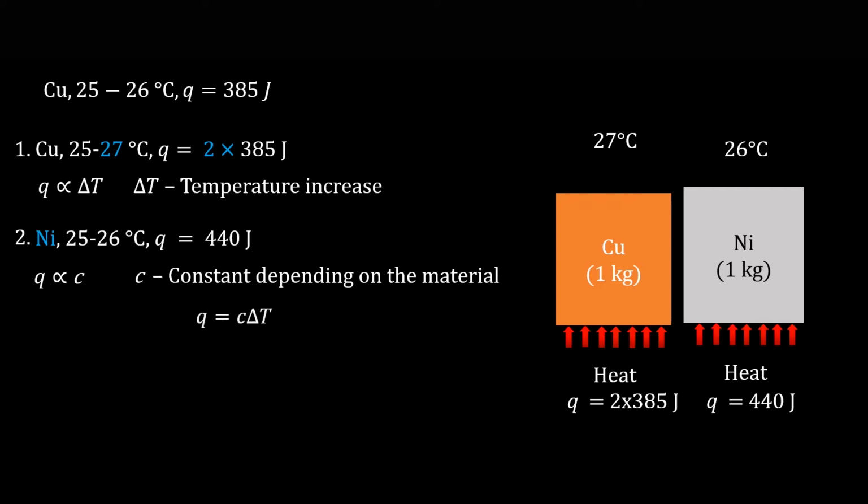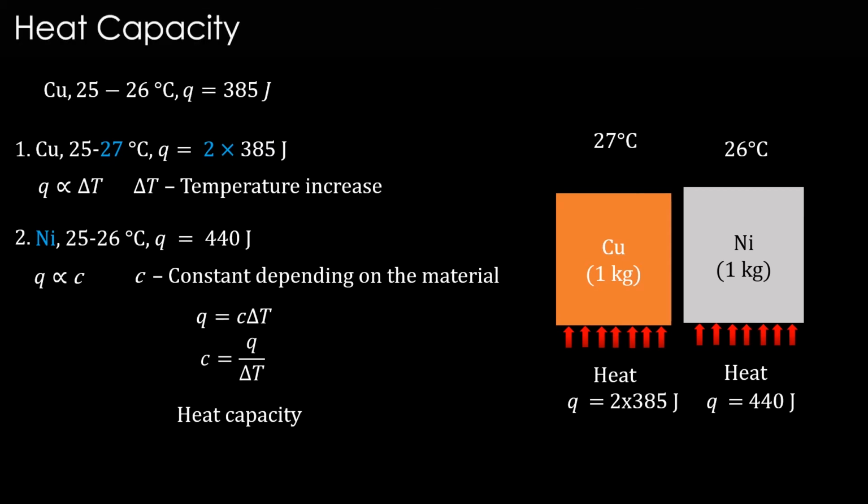By combining these equations, we can write Q equals C delta T or C equals Q by delta T. This is the heat capacity, amount of heat required per degree increase in temperature. Unit is joule per Kelvin.